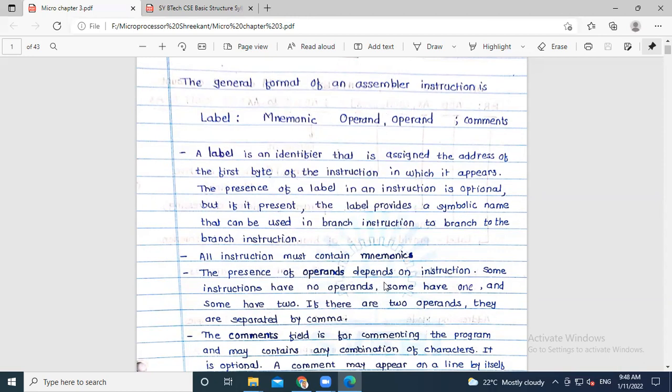The presence of operands means operand 1 and operand 2. Some instructions have no operands, but the mnemonic is compulsory, and some have one operand or two operands. This sentence you have to carefully take. If there are two operands, then they're separated by a comma. Always there is one comma between the different operands. After that you have to separate with the comments.